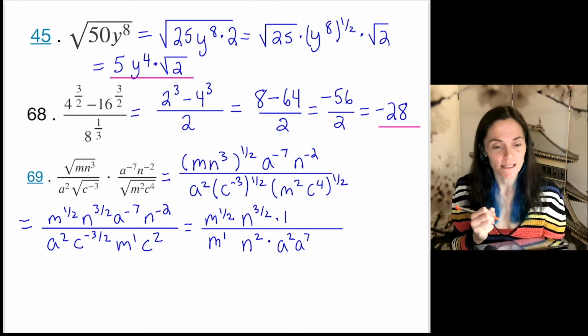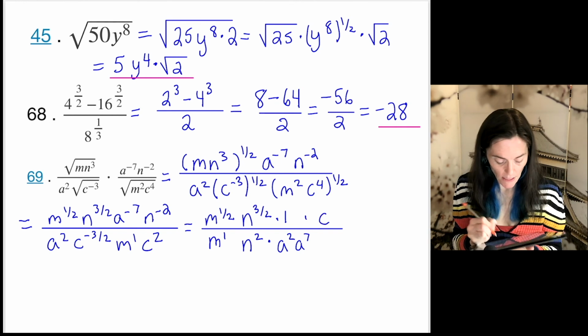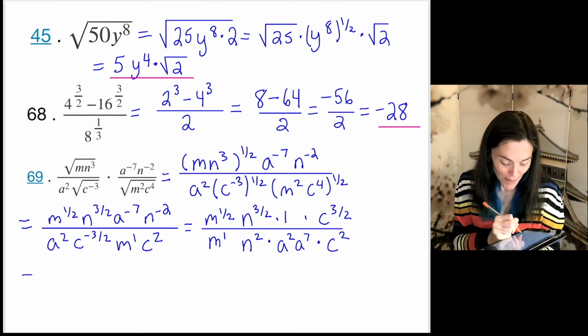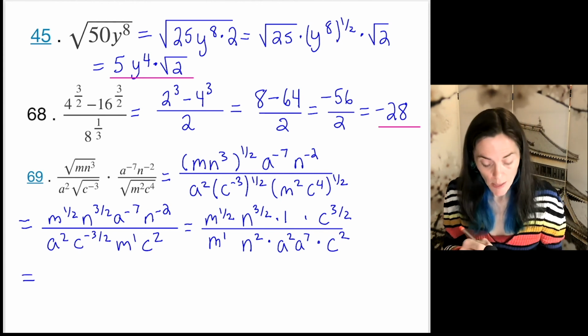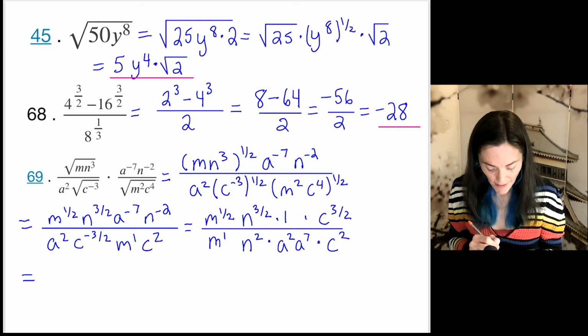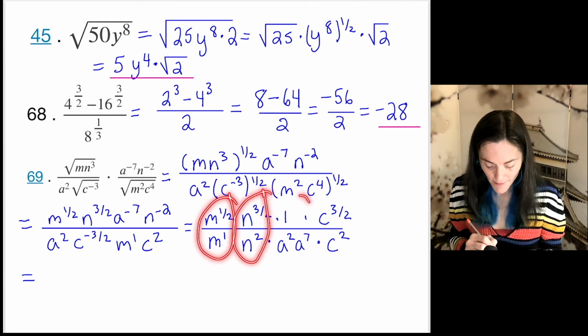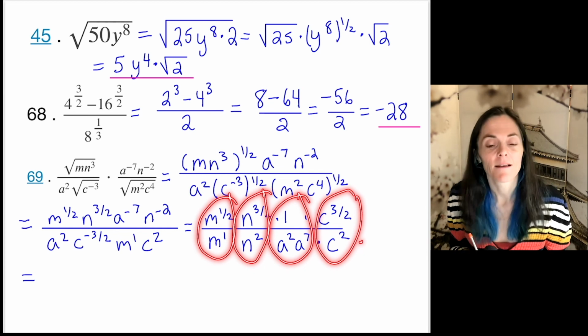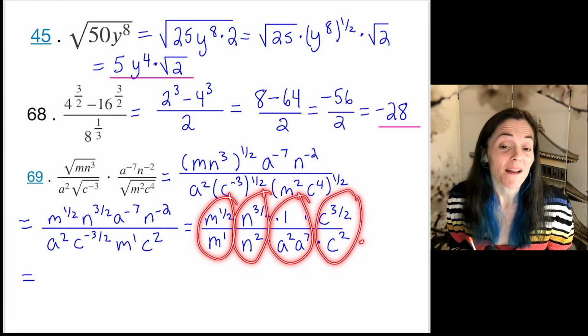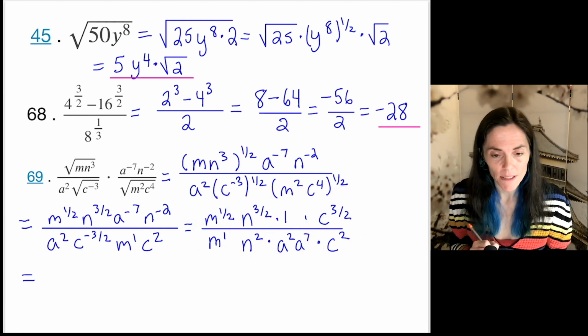Lastly, we have letter C. We have a C to the 3/2, and down here we have a C squared. Now I'm in really fantastic shape because for each one here, here, here, and here, I can write each one of these with a positive exponent.